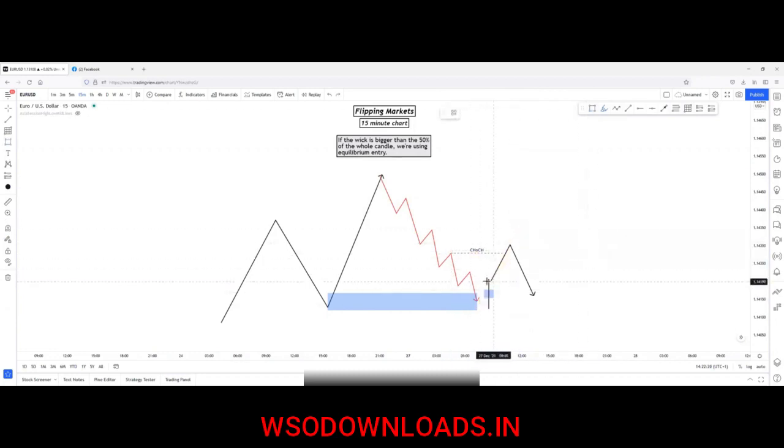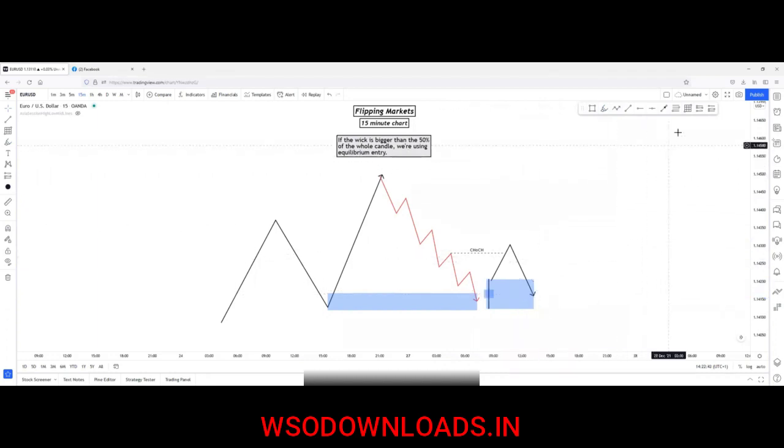The inefficient push happened from this candle right here. And if you take a closer look, you will see that the wick of this candle is bigger than the 50% of the whole candle. So there is more wick than body. In these cases, we will use equilibrium entry. And equilibrium entry is the 50% entry.